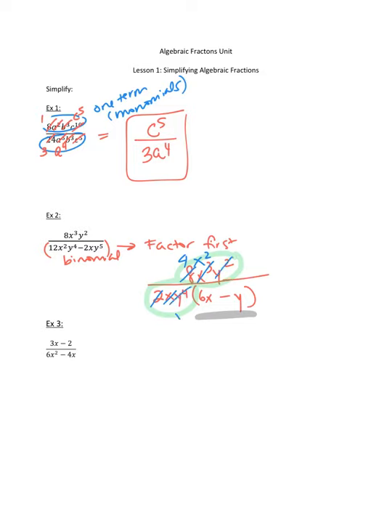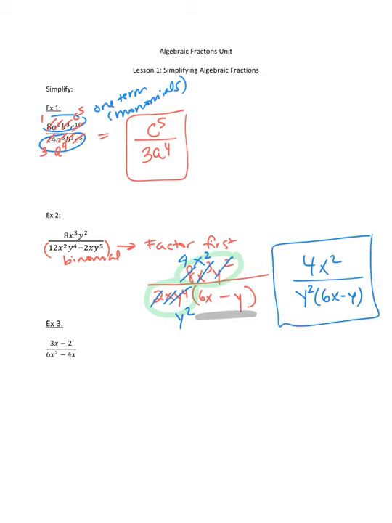I have y to the 2nd, but there are more y's in the denominator, so that ends up in the denominator. So my final answer is everything that's left. I just copy it down. It would be 4x squared in the numerator, and then in the denominator, y squared times (6x minus y). Okay, we'll take a look at another one.